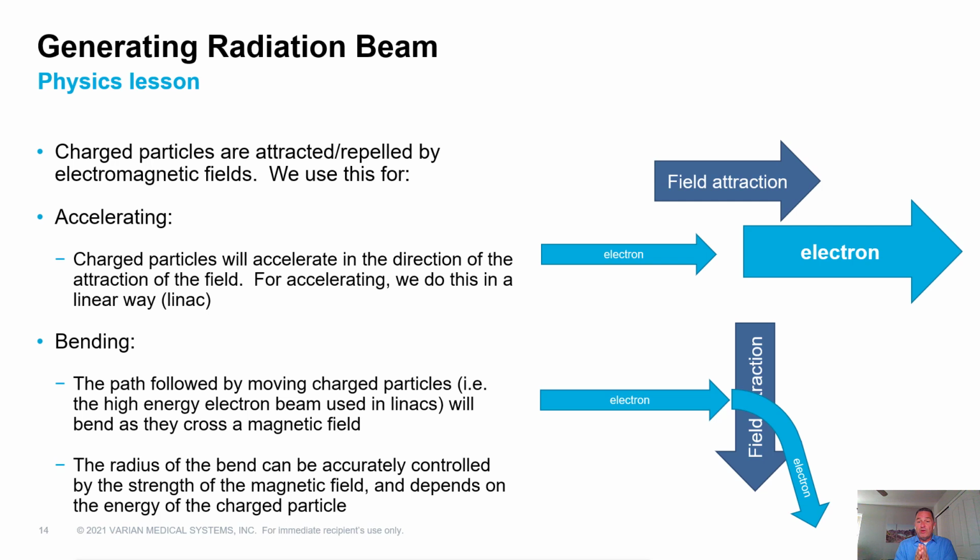For accelerating, we do this in a linear way. Remember the linear way? LINAC, linear, LINAC, linear. I try. They're very similar, right? That's where the name came from. The path followed by the moving charged particles, such as our high energy electron beam, which is used in LINACs, will bend as they cross a magnetic field. The radius of that bend can be accurately controlled by the strength of the magnetic field and depends on the energy of the charged particles as stated above.